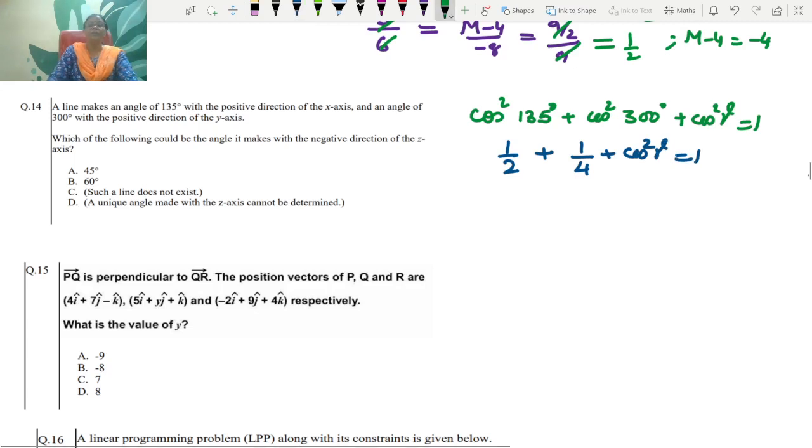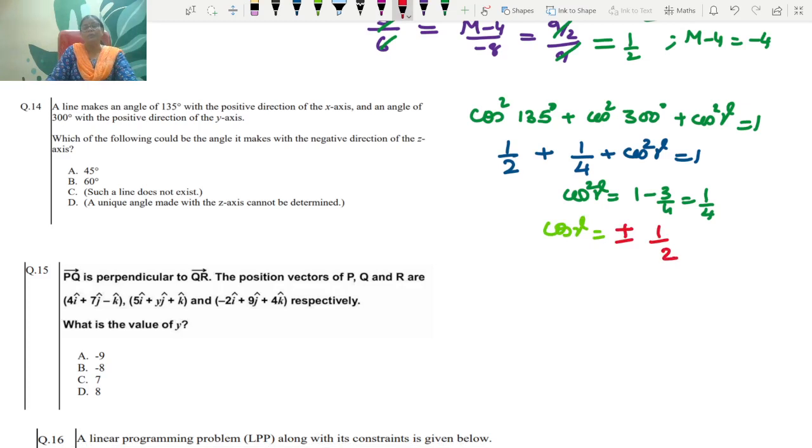So what is the value of cos gamma? Cos gamma comes out to be 2 plus 1, 3 upon 4. It's 1 minus 3 upon 4, which means 1 upon 4, so cos square gamma is 1 upon 4. Hence cos gamma's value is either plus or minus 1 upon 2. Now of the options, what is it that we have?